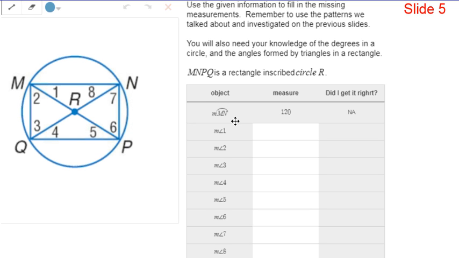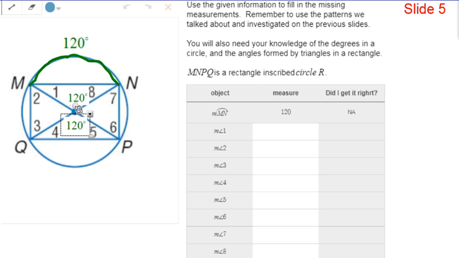We know arc MN is 120 degrees, so let's label that in our picture. And let's think about what else we know based on that given. So here this arc is 120 degrees. We can see that it's an intercepted arc for our angle MRN. The vertex is at the center of the circle. That's a central angle. And we know the central angle is the same as the arc measurement that it intercepts. So if this is 120, the angle is 120. We also have a vertical angle here for QRP, which is also going to be 120 degrees.